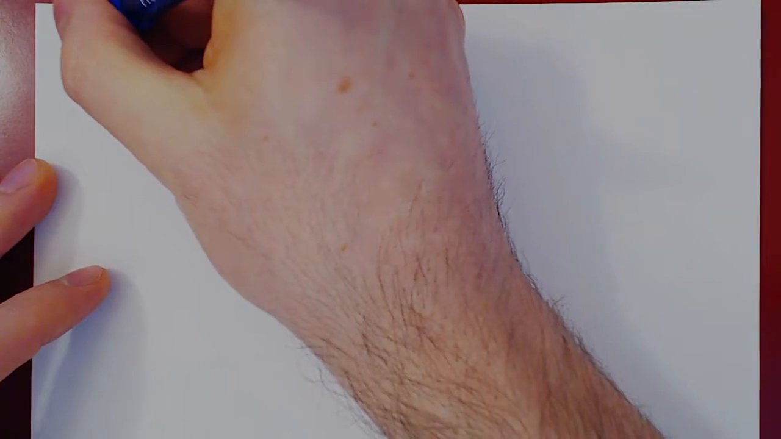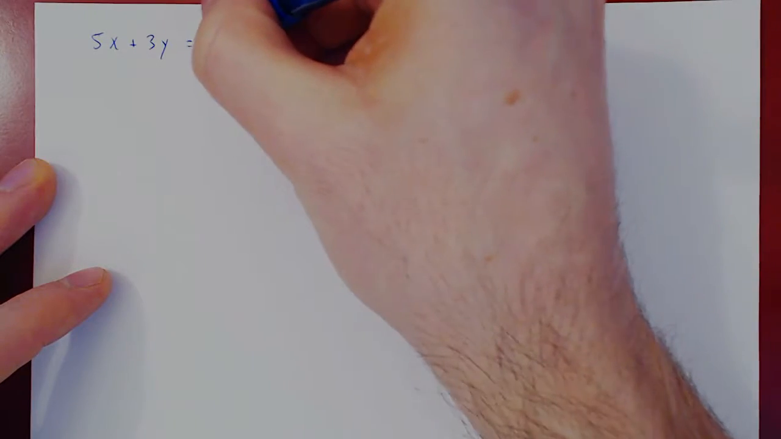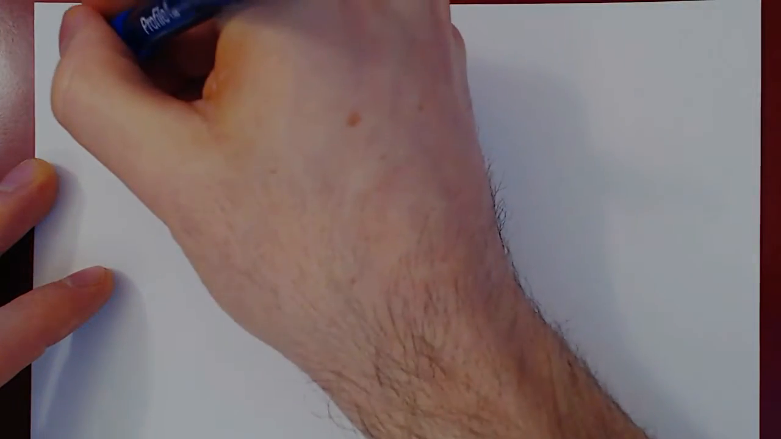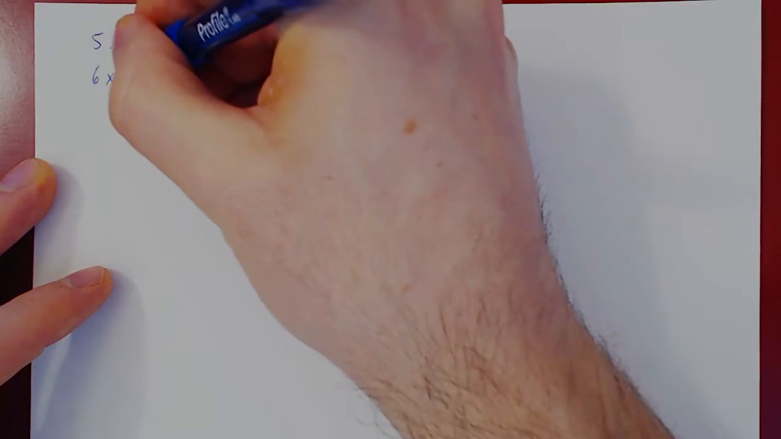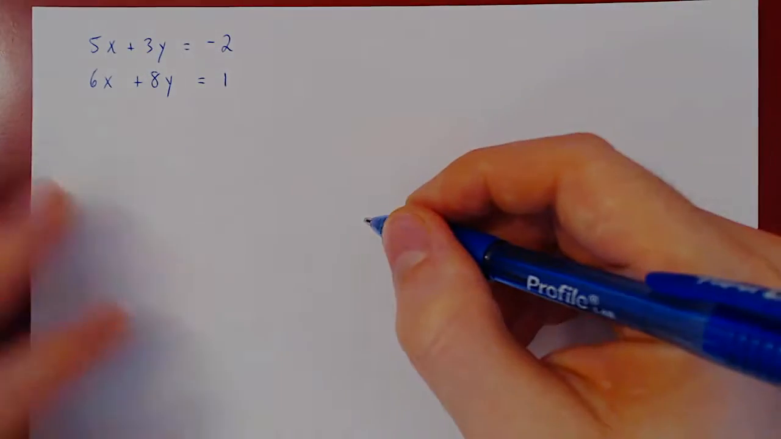Consider a very simple linear system. Say we look at 5x plus 3y equals negative 2. Second equation, 6x plus 8y equals positive 1.